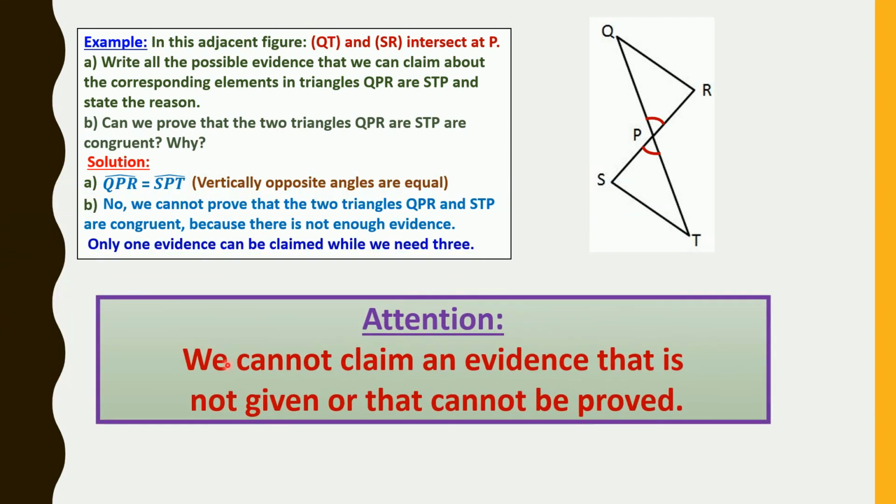So attention, we cannot claim an evidence that is not given or that cannot be proved. So I cannot claim any corresponding angles or sides other than these two, because here they mentioned that these two lines are intersecting. I cannot claim any other evidence. So this is the end of part 4.